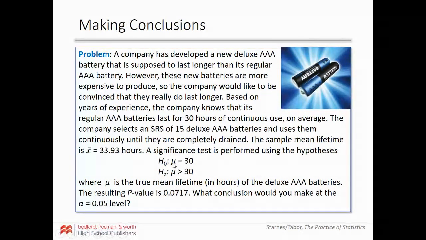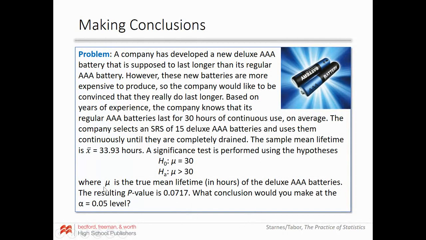Now, if you're confused, wait, why is the mean 30 or 33.93 hours? Which one is it supposed to be? Remember that our hypotheses are always based on parameters, so it's always mu. Right off the bat in this problem, I'm definitely not going to use 33.93 in my hypothesis because that's an x-bar. But when they talk about the population of regular AAA batteries, that's how they got the 30 hours. They say the company knows that its regular AAA batteries last for 30 hours on continuous use on average. So they know that value, which is basically the population. So my mu is going to be 30.